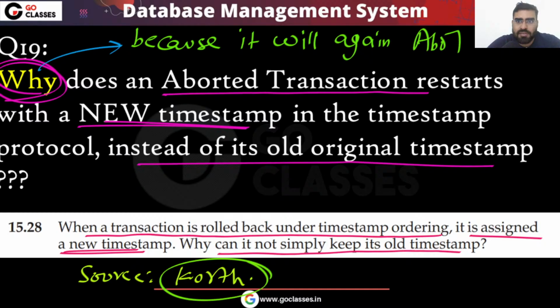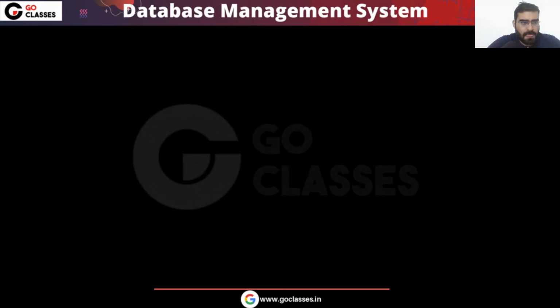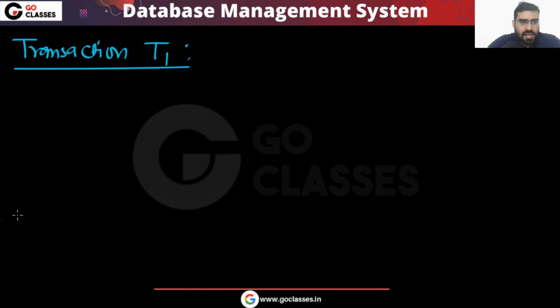See what I am saying. Let me tell you what I am saying. Now consider this scenario. Let's assume there is a transaction T, or maybe transaction T1. In this transaction T1, let's assume it wants to read item X, it wants to read item Y, and so on. So this is what this transaction wants to do.